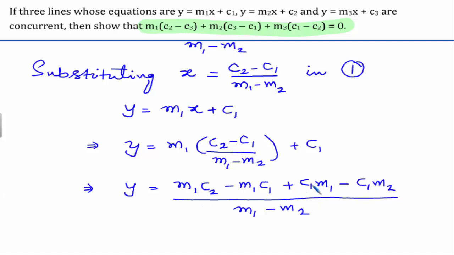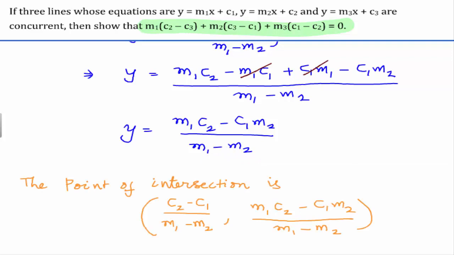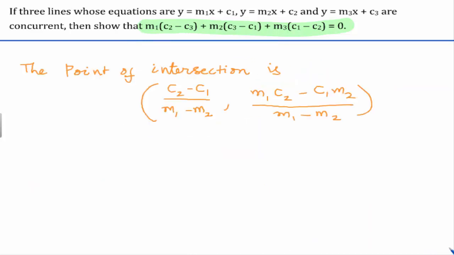Here what are the things that get cancelled? c1 m1, m1 c1 get cancelled. Then we get y is equal to m1 c2 minus c1 m2 by m1 minus m2. So that means the point of intersection of the first and second equations will be c2 minus c1 by m1 minus m2, comma m1 c2 minus c1 m2 by m1 minus m2. Now we need to substitute this point into the equation number 3.